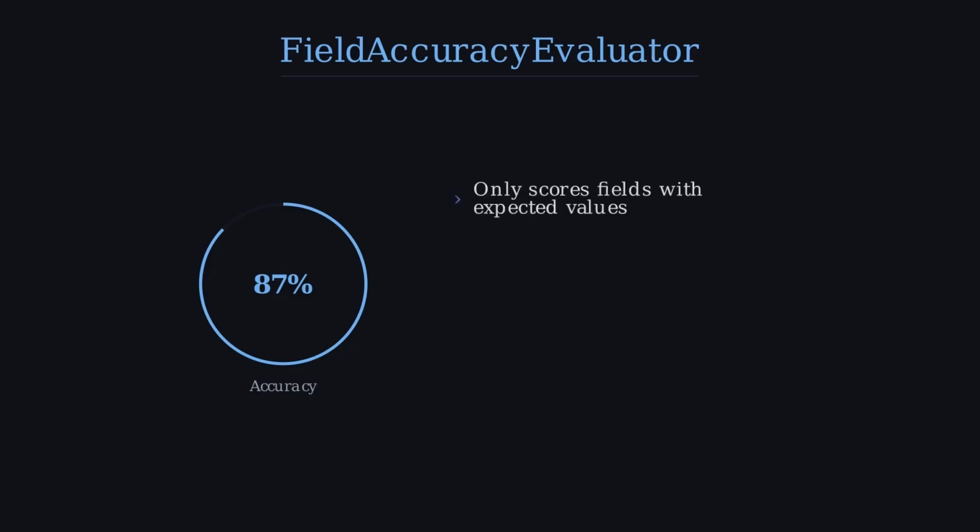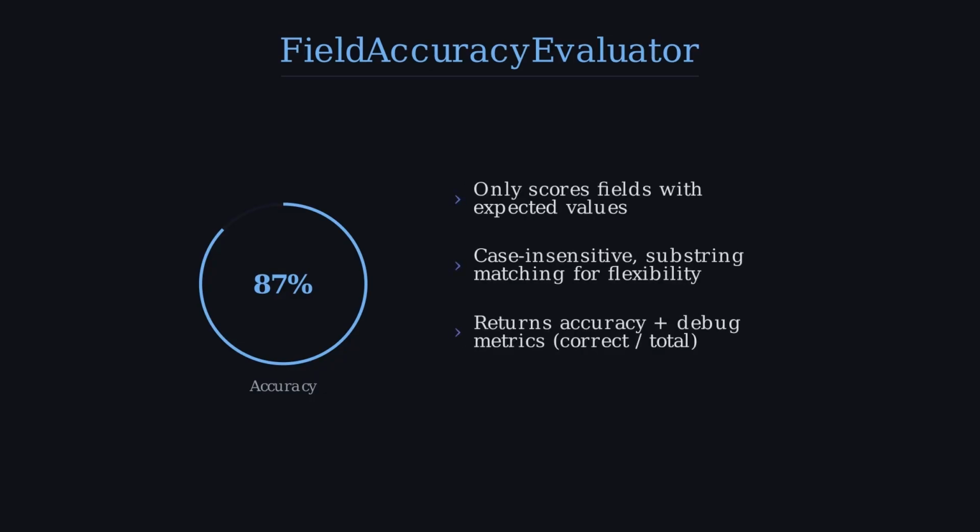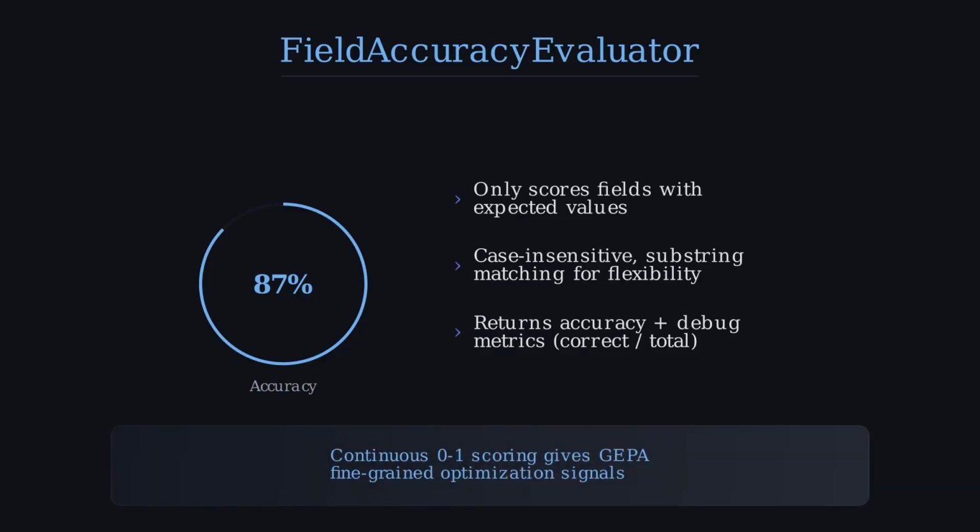The Field Accuracy Evaluator scores extraction quality on a 0 to 1 scale. It only scores fields that have expected values, uses case-insensitive and substring matching for flexibility, and returns both the accuracy score and debugging metrics like fields correct versus total. This continuous scoring is important because GEPA needs fine-grained signals, not just pass or fail.